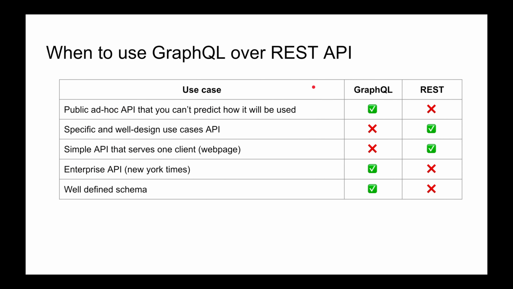But here's the thing. Specific and well-designed use case APIs. All right? If you have specific and well-designed use cases, and you know these use cases are going to always be that, and nobody will ever query otherwise, then definitely use a REST API.